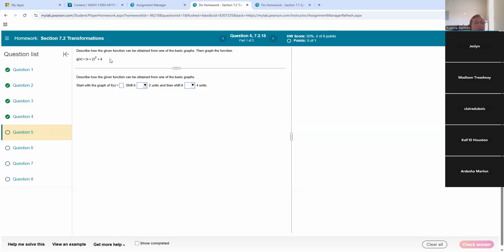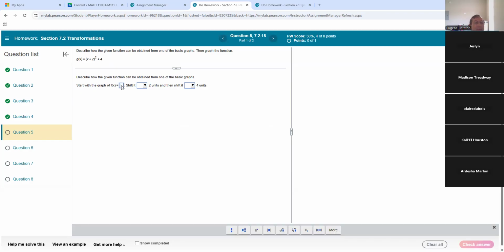So this one has two. You got a number inside the parentheses, and then you got a number at the end being added. So this one says, start with the graph of f of x. Well, I see an exponent of 2, so that's going to be the x squared graph. So you're going to put x squared there. Then it says shift it blank 2 units. So down, left, right, or up.